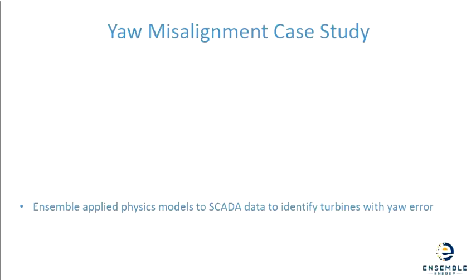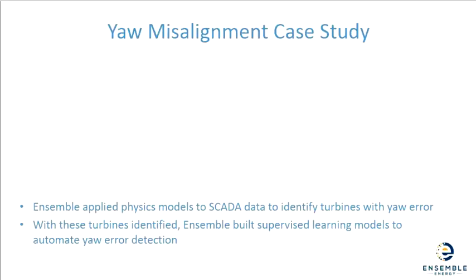What we did was we started with physics models. Again, the thesis of Ensemble Energy is that the domain expertise, understanding the physics, is just as important as the data science. So we started with our customer. We took 2 years worth of SCADA data. And first we started with physics models. We didn't start with machine learning models, but we started with physics models. We applied the physics models to the SCADA data, and we identified which turbines at the project actually had yaw misalignment.